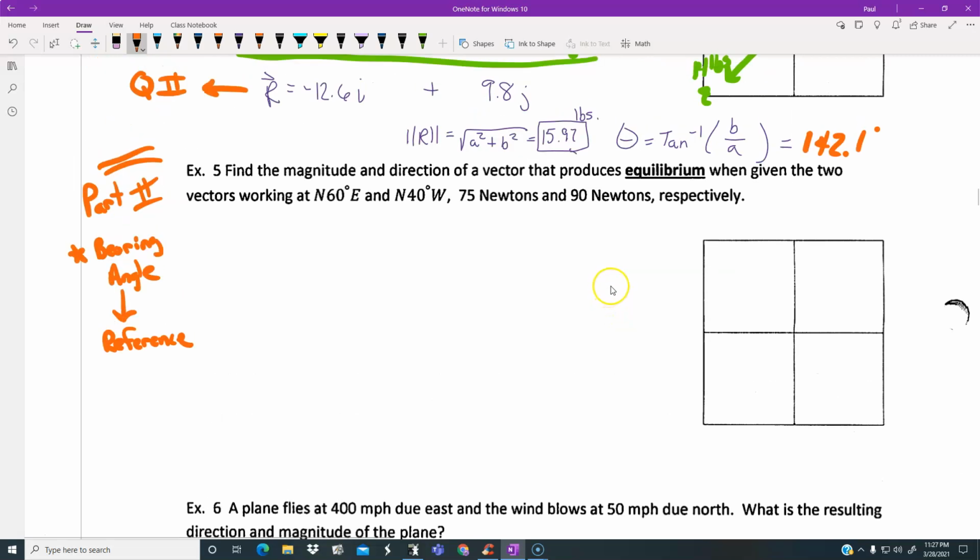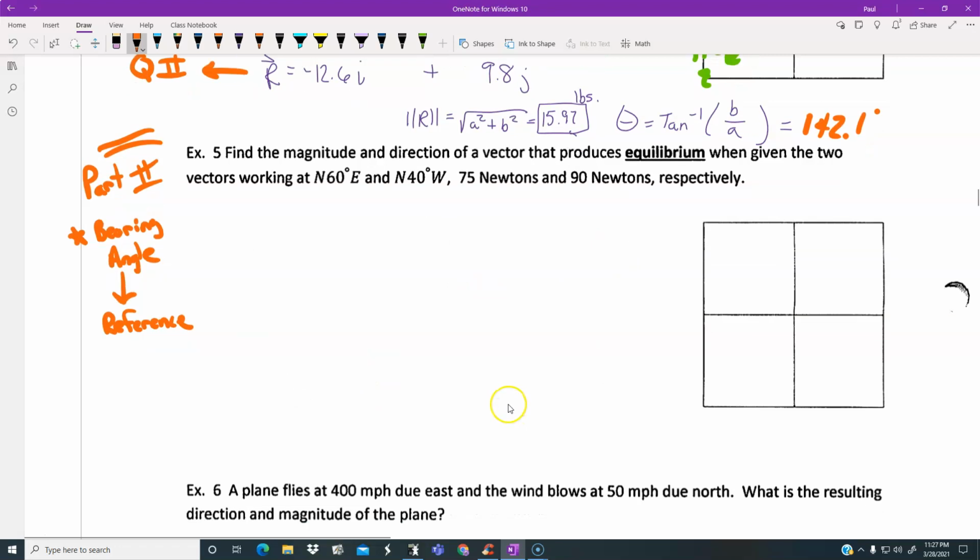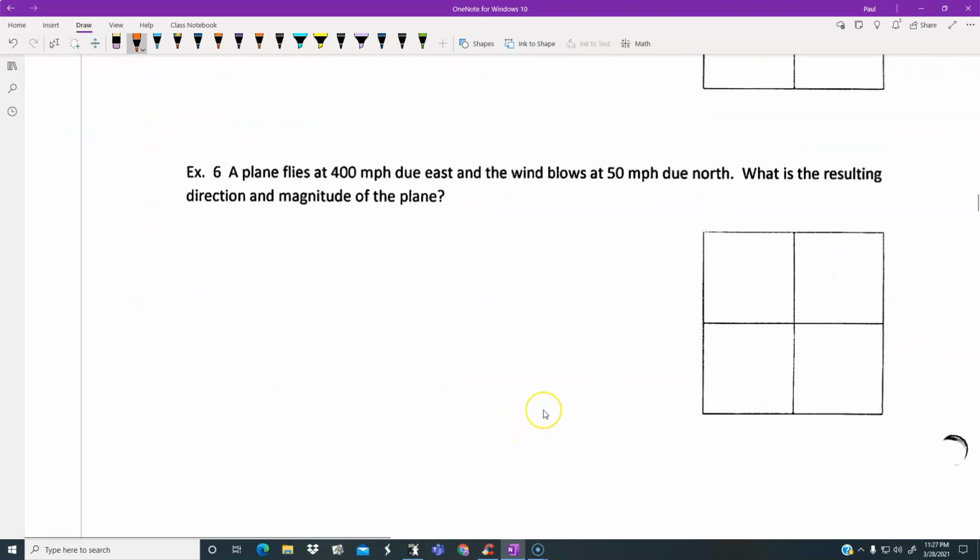Now, I'm not going to do number 5 first because I think number 5 is actually harder than number 6. So we're going to do 6 first and build our way up into number 5. Okay. Now, the rules to this are very, very similar in terms of a reference angle concept. The first idea here is definitely draw a picture first.